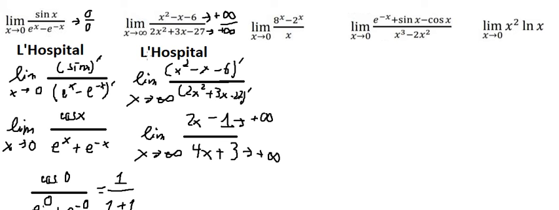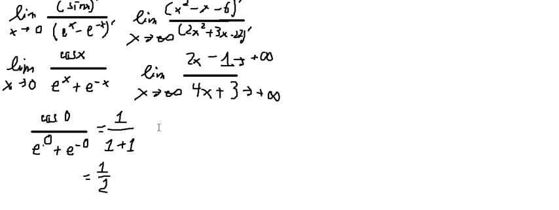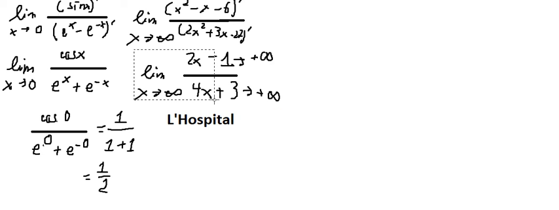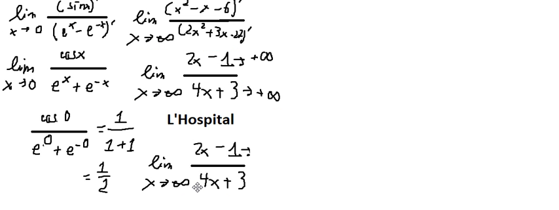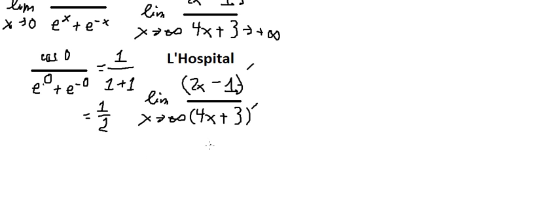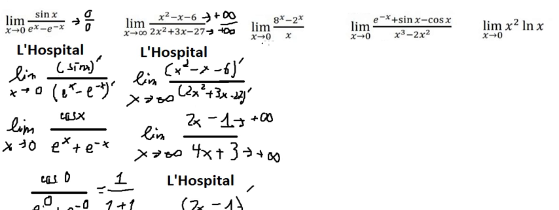Now we continue to use L'Hospital. So we take the first derivative of the numerator and denominator. So now we just have 2 and 4, and we simplify that to 1 over 2. Now let's go to the next one.